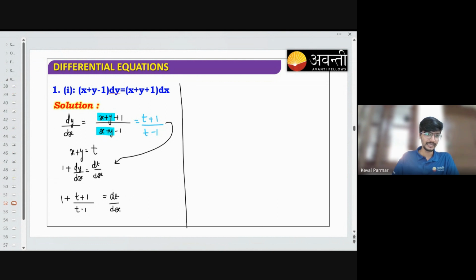If I take LCM, I'll get 2t upon t minus 1. I skipped one step. I hope you got it. Now just need to cross multiply. So I'll get dx is equals to t minus 1 upon 2t dt.